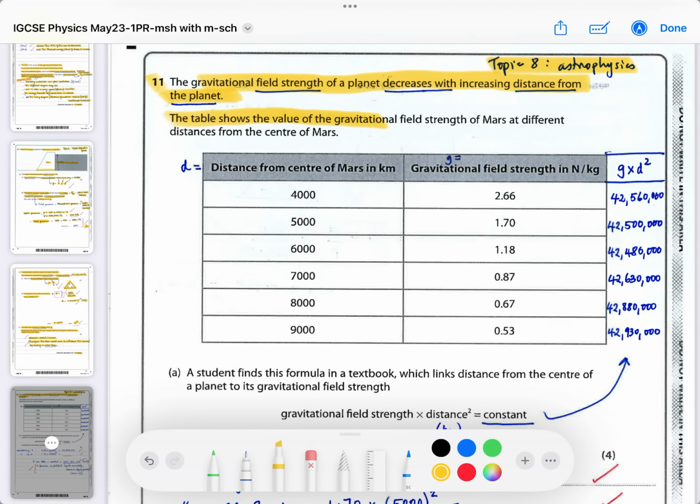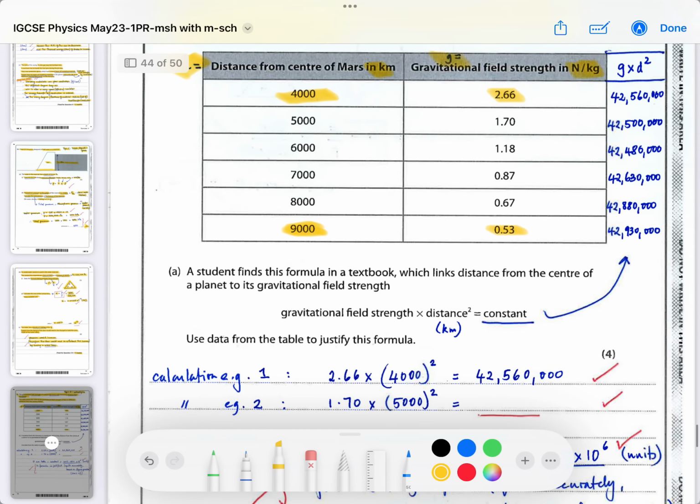The table shows the value of the gravitational field strength of Mars at different distances from the center of Mars. Okay, so they go from 4,000 kilometers distance to 9,000 kilometers from the center of Mars, and the gravity in newtons per kilogram never reaches the full gravity of Earth, which is 10. The maximum is 2.6, and the minimum is 0.53 at 9,000. So it does decrease, as they said. They then say a student finds this formula in a textbook. What formula? This formula.